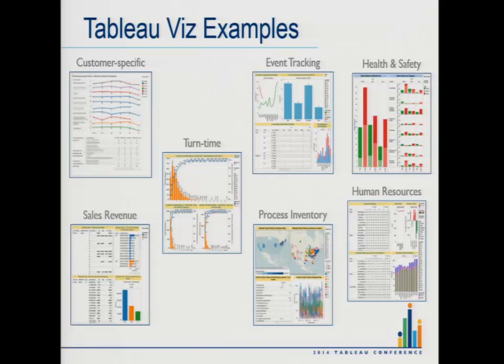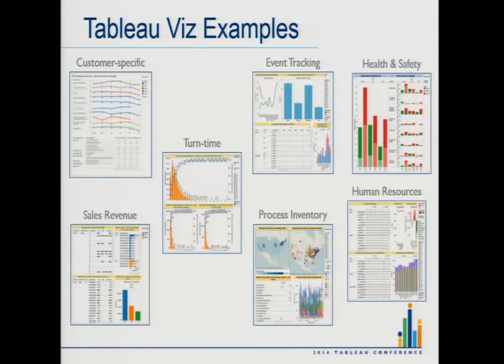We use it for sales revenue. Turn time is a big one, where we are constantly monitoring our turn time to make sure products are getting in and out of our locations as quickly as possible. We don't have a lot of warehousing space, and our customers really don't want us keeping their product longer than we need to. So I'll show you a few examples of those.